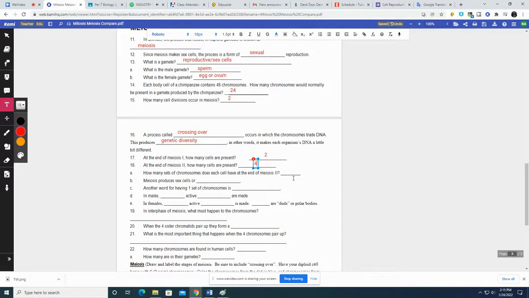18a, how many sets of chromosome does each cell have after meiosis 2? They only have 1 of each chromosome. That's why they're haploid.